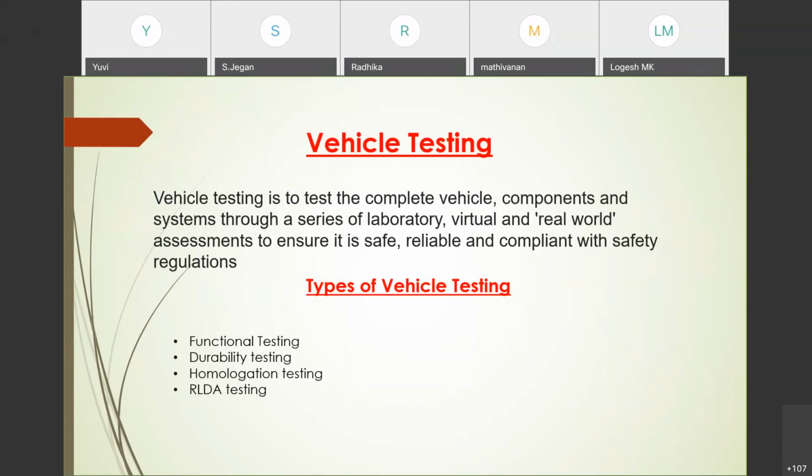So next is the homologation test. Homologation is a purely certification-related department, which will take care that the vehicle produced is as per the government norms and regulations. And the final testing is the RLDA test. This is the department I work with. It's a very, very interesting department, and it's a purely technical department where instrumentation comes into the picture.